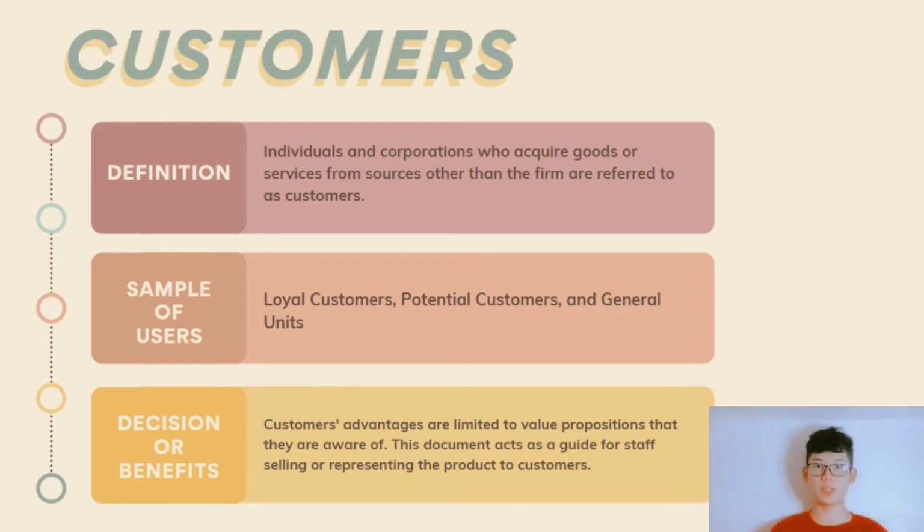Here we have some examples, which are loyal customers, potential customers, and the general units. Customers' benefits are restricted to those value propositions that customers recognize. This serves as a guideline for employees who are selling representation products to the customers. Customers need to identify the accounting information of a business to recognize if the business is stable.